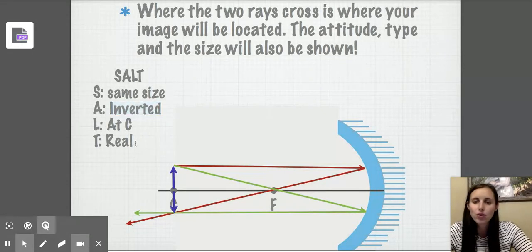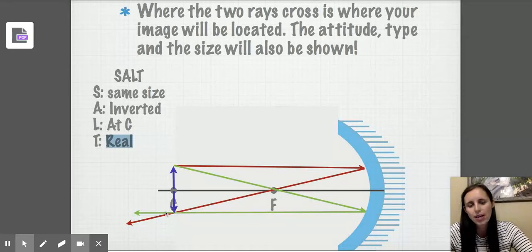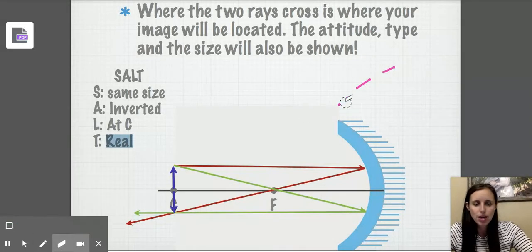Lastly, let's go back to my pointer. I know I've got a real image. How do I know I have a real image? I have real reflected rays. These are two real rays that are crossing. Remember, a virtual image is anytime I need to use those dotted lines, and a virtual image is always going to be located on the other side of the mirror. In this case, we didn't have a virtual image. Everything's in front of the mirror, so we have a real image.